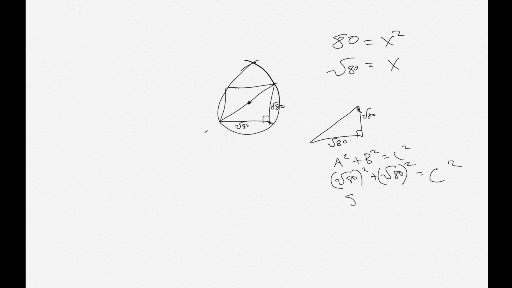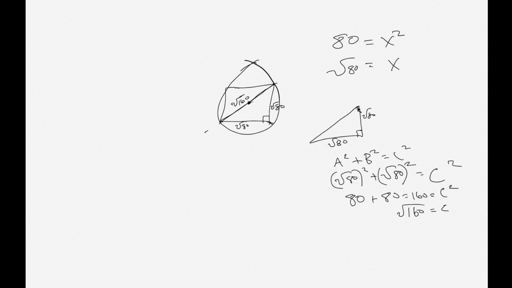The square root of 80 squared is 80. The square root of 80 squared is 80. That equals 160, and 160 then equals the hypotenuse squared. So the hypotenuse equals the square root of 160, meaning the diameter of this circle is the square root of 160.